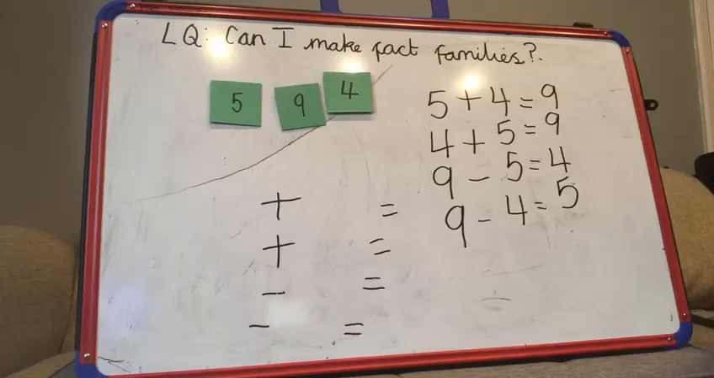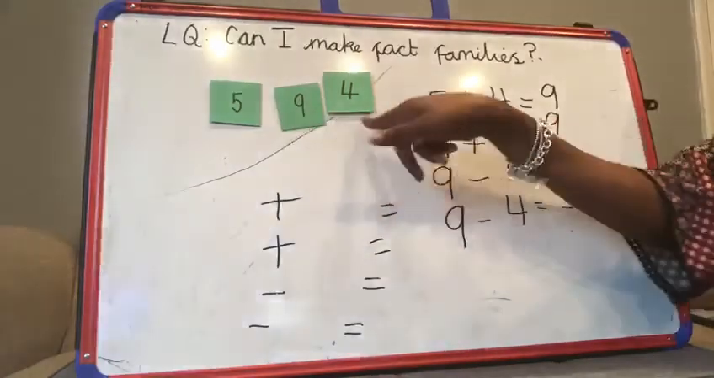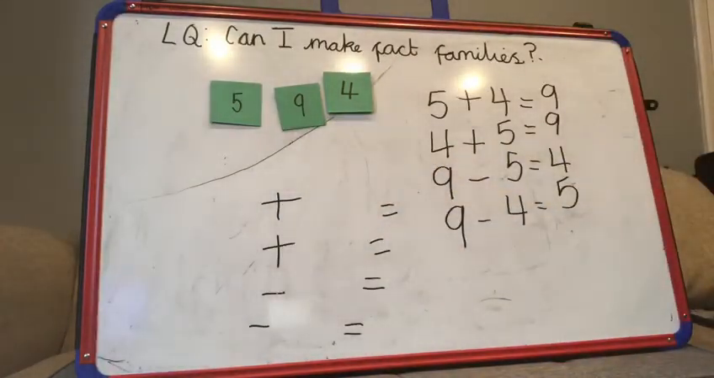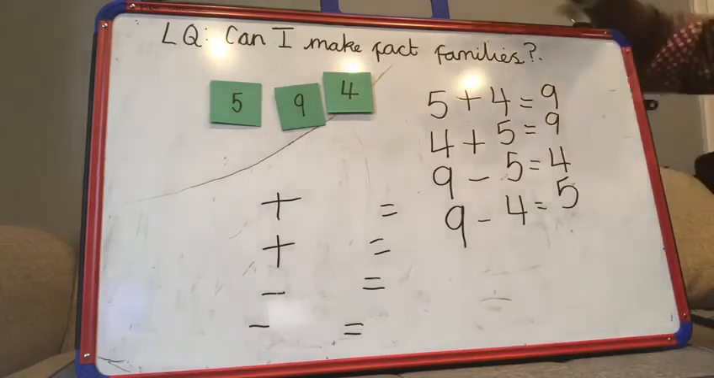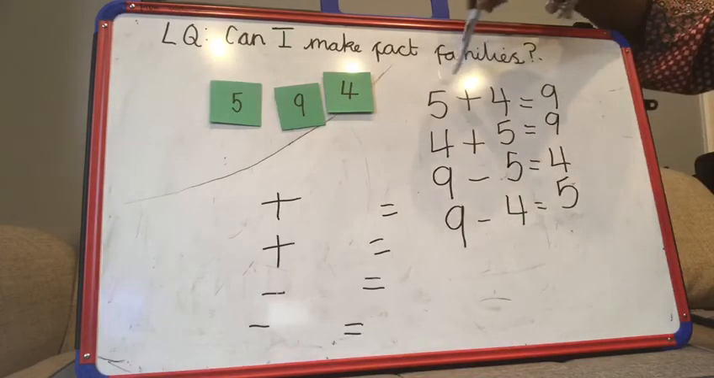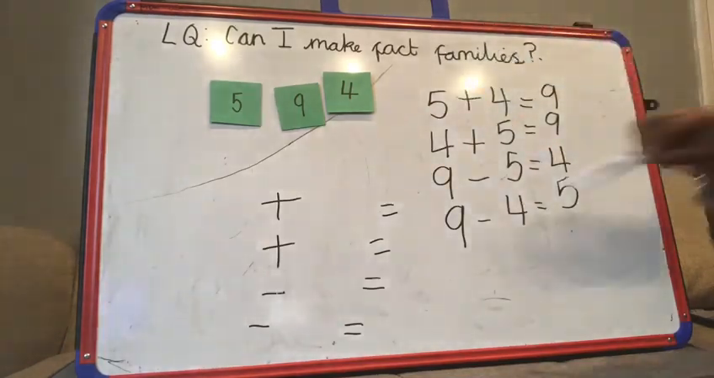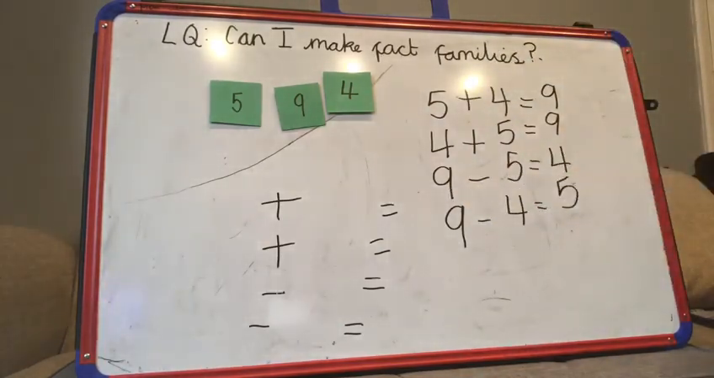So you can do this with your three numbers. You might make your own cards or just write on a piece of paper. So think of three numbers or two numbers. When you add them together, you have the total, and see if you can make fact families: 2 addition number sentences and 2 subtraction number sentences. Have fun.